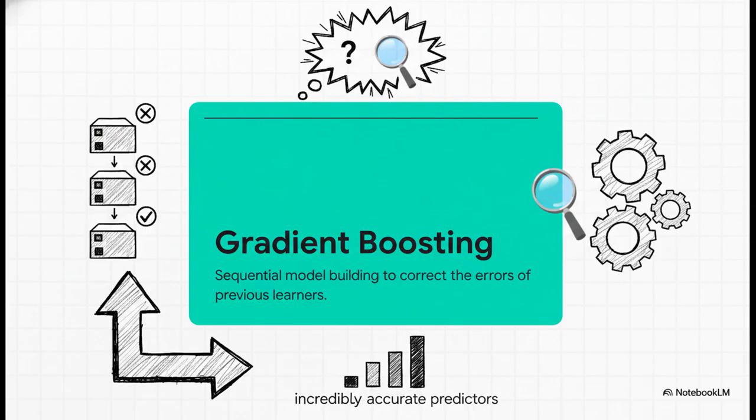This technique is super clever. It's all about learning from its mistakes. It builds a simple model, sees where it messes up, and then builds another model specifically to fix those errors. It keeps doing this, getting a little better each time. And this process is what makes algorithms like XGBoost so incredibly accurate.